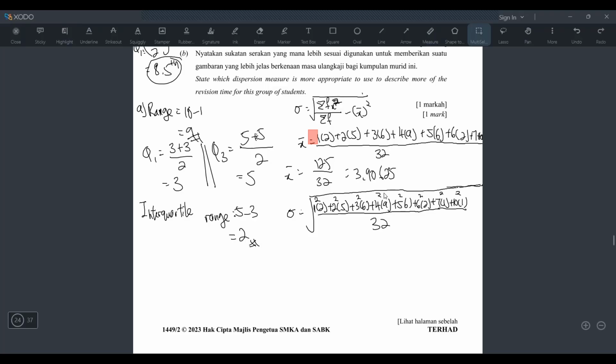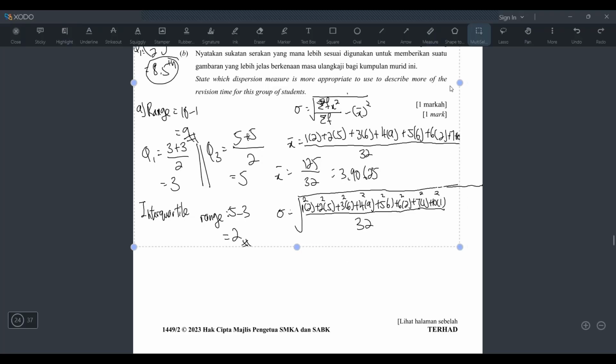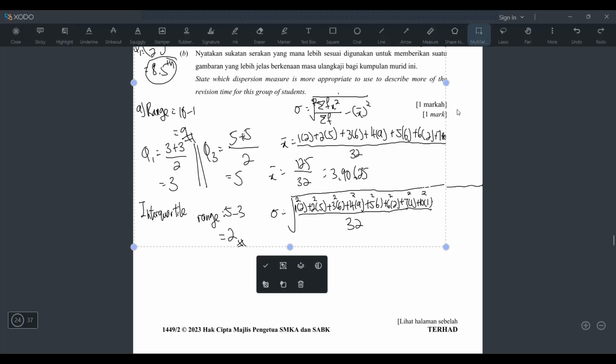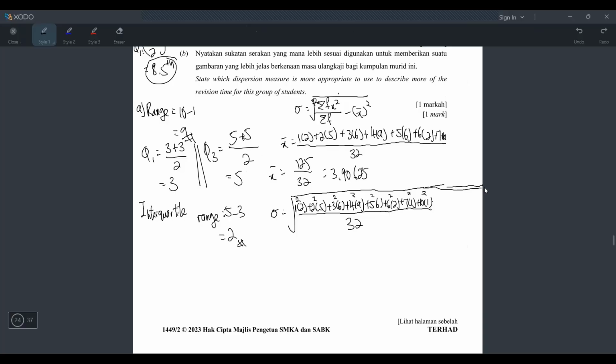Okay, let me make it like this. Okay, like this. Now you can see it more clearly already. So the square root, you still have to minus the mean square. The mean is 3.90625, bracket square, right? So now your standard deviation would be square root, and then we press all of this.